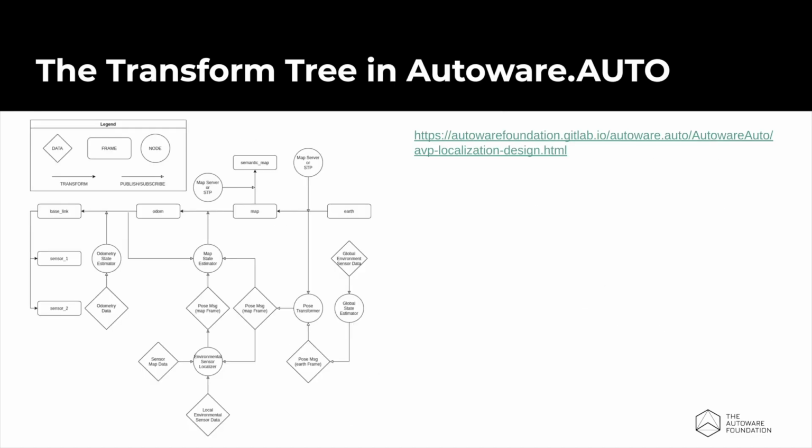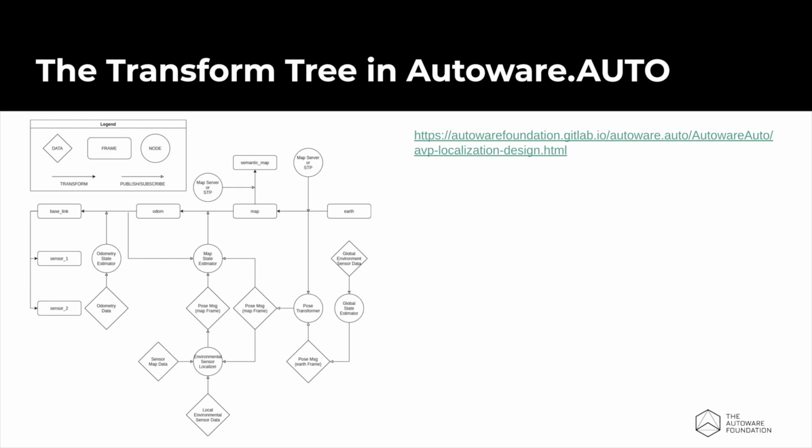So in Autoware.Auto specifically, we have defined our own transform tree, and you see an image of that on the left. So we'll go through this briefly and talk about some of the decisions we made and why we made them. Starting at the top, on the right-hand side, we have the Earth frame.